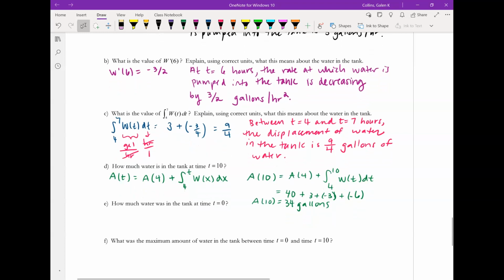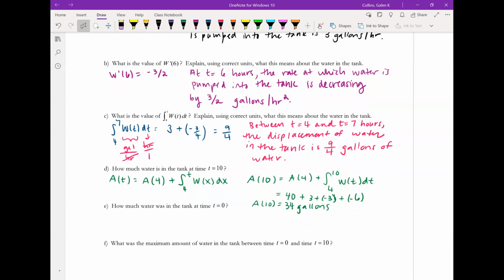So now, because we wrote an accumulation function in part D, we can just use that to answer the similar question we're asked in part E. So how much water was in the tank at time t equals 0? Well, I have a function for that now. So A of 0 is going to be A of 4 plus the accumulation of change from 4 to 0. Actually, sorry, when I replace the variable t with that number, I can now use my w of t dt. Okay, so we said A of 4 is 40.